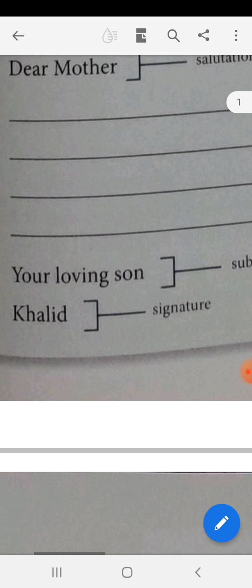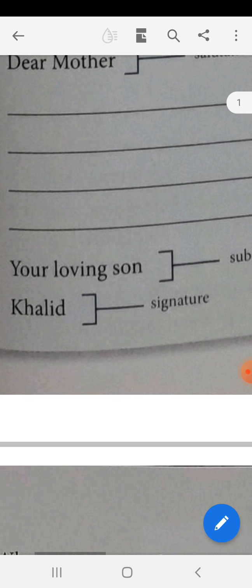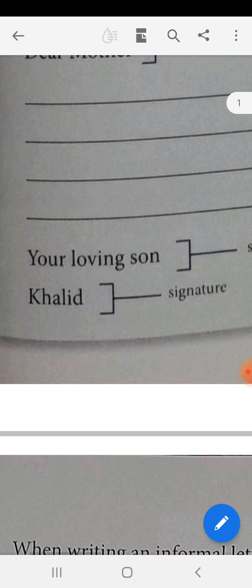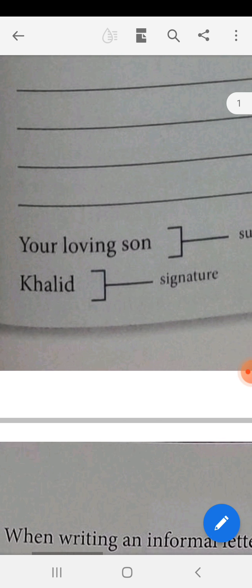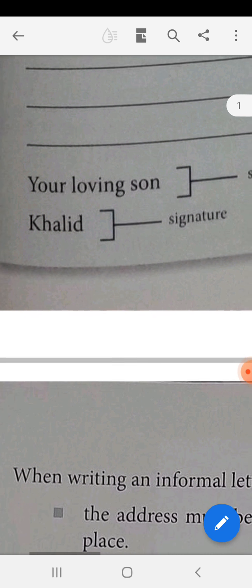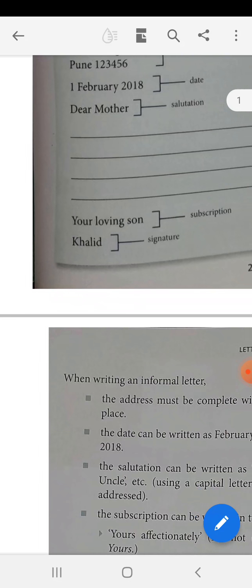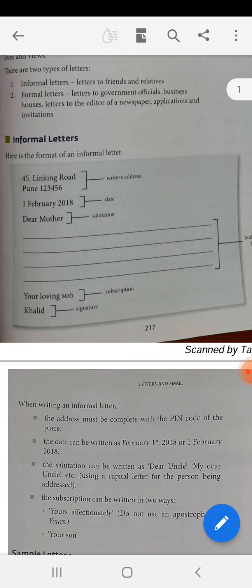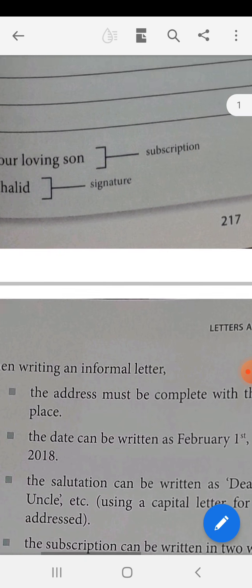You will leave one line after the body of the letter, and then you will write the subscription, and the subscription can be your loving son, your loving daughter, your loving niece, your loving friend, and then you can write your signature below that. So this is the format of writing an informal letter. You can see it, I have zoomed it also, and this is the basic format.